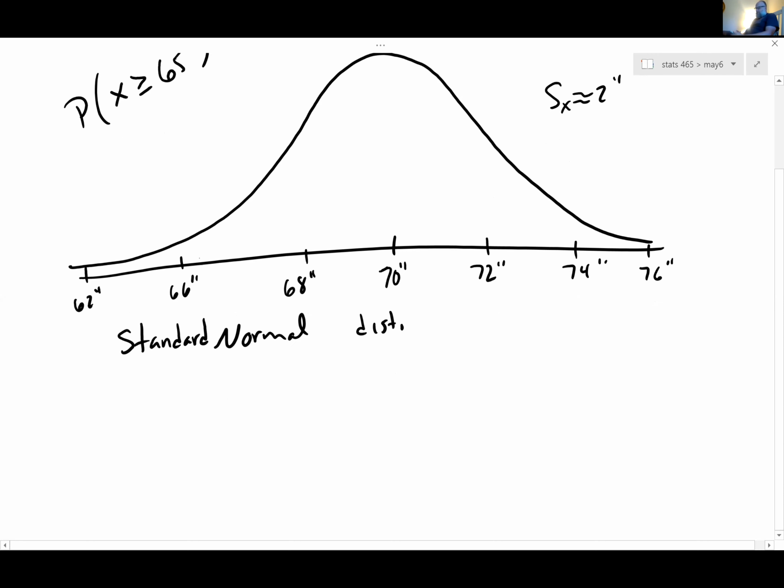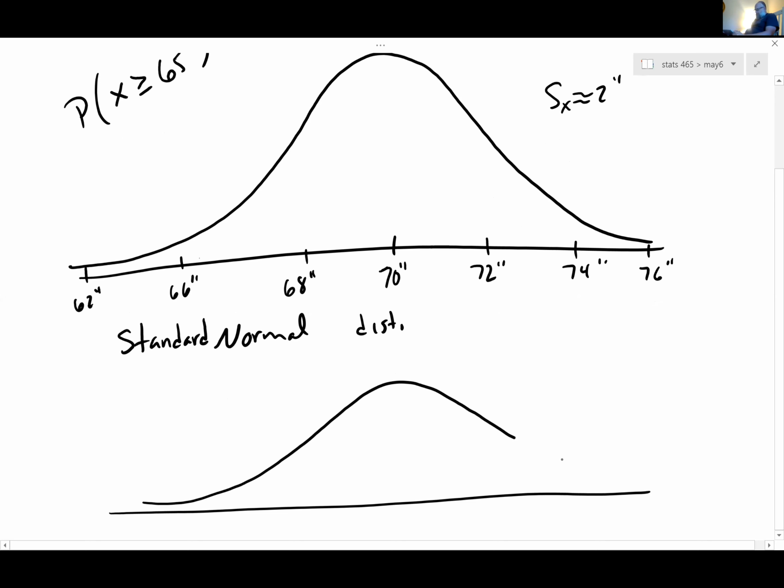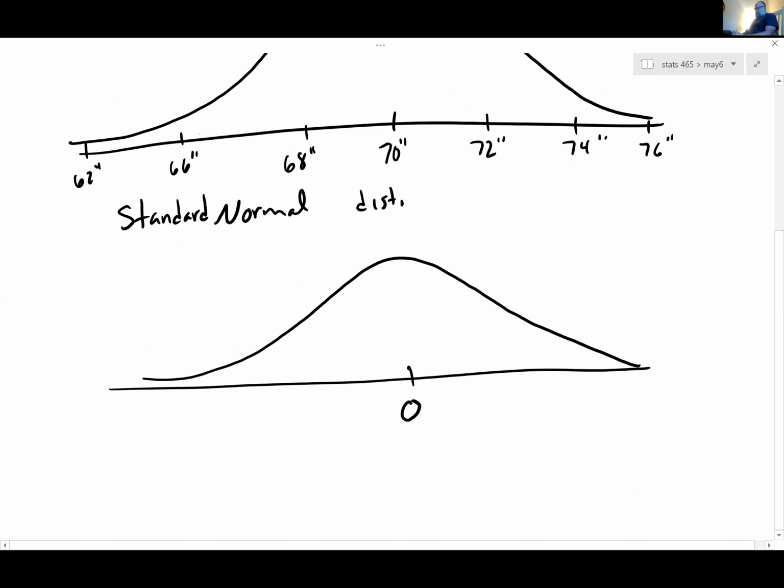Now, the standard normal is very similar to this guy up here, except, well, that's a terrible drawing. That's still terrible. And this is why I don't teach art, in case you wondered. All right, cool. The idea here is that 0 is going to be in the middle, and we're going to count off by the number of standard deviations.